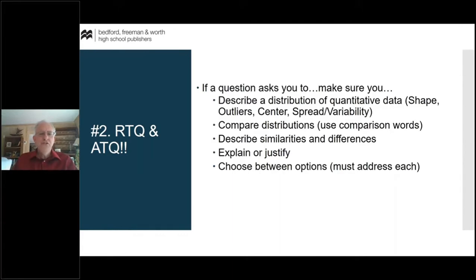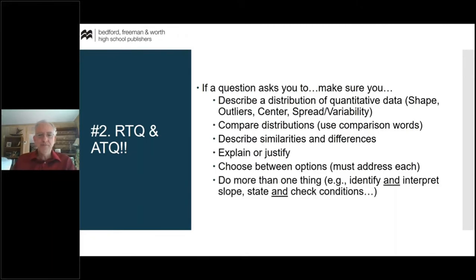If a question asks you to choose between alternatives or options, it's really important that you make a choice and that you then justify why you chose the one you did and why you didn't choose the one that you didn't. That's showing clearly that you understand why one is the correct choice and the other one is a less than correct or less optimal choice.